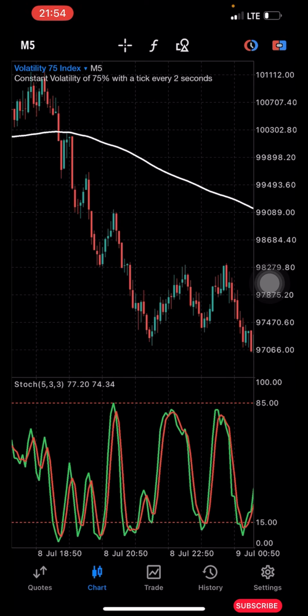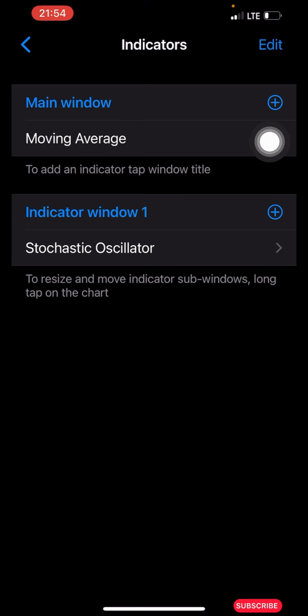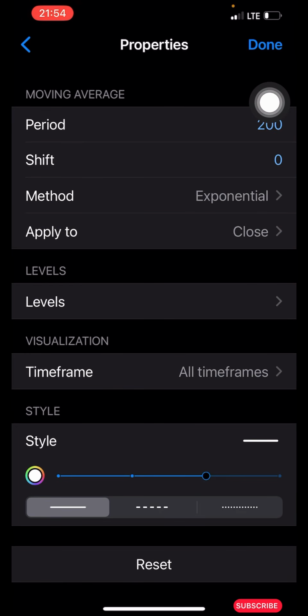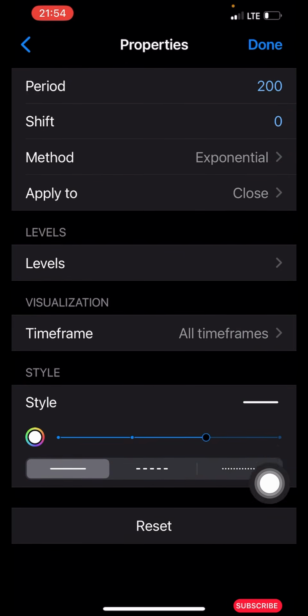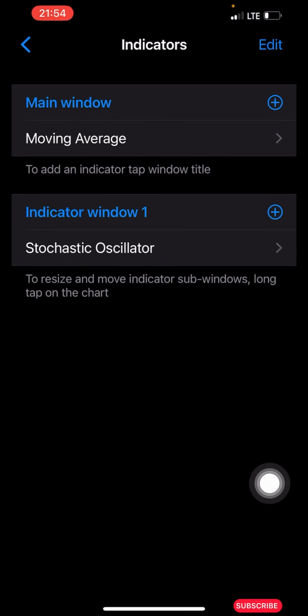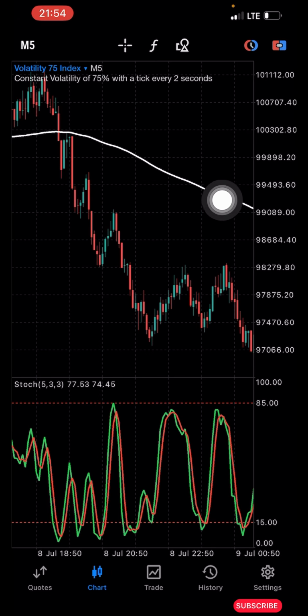Let me share quickly with you guys the indicator setup and we are done with this video. The first thing you have to do is click on this F icon here. After clicking on that, you search for your moving average. Before you search for the moving average, you click on the main window plus icon here, right? Then you search for your moving average, and these are the properties for the moving average. The period is 200, shift is 0, method is exponential, apply to is close, the level you leave as it is, time frame is all time frames, the style you make it color white, 3 pixel, and you click on done.